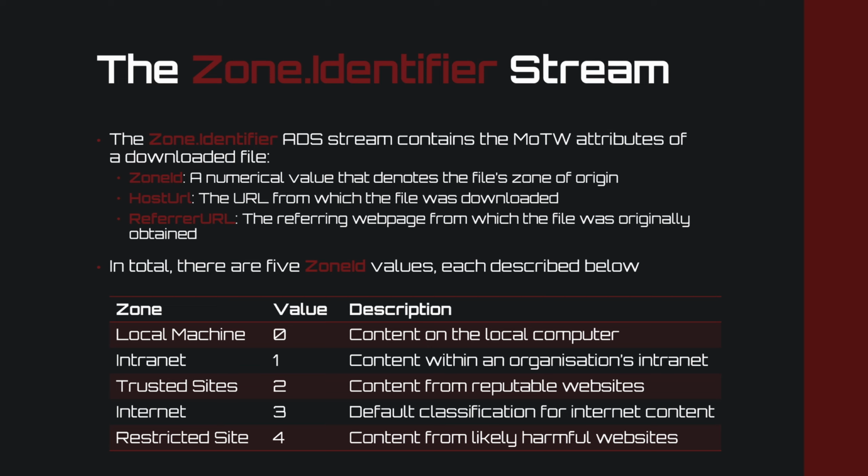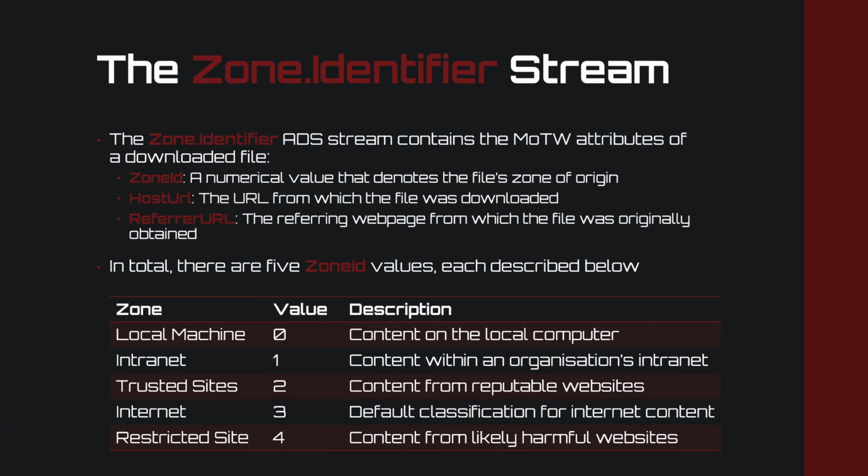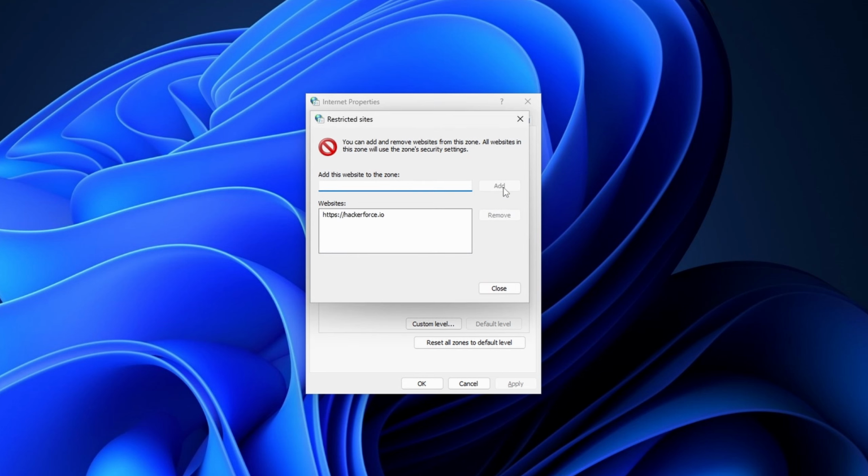A ZoneId with a value of 2 refers to the content that originates from websites that have been deemed reputable. So these are the websites that the user trusts. And keep in mind that these websites are manually added by the end user. Lastly, a ZoneId with a value of 4 is the most comprehensive option for Mark of the Web and will signify content originating from websites that are identified as potentially harmful. And once again, these websites are manually added by the end user.